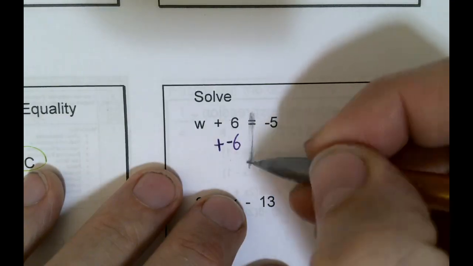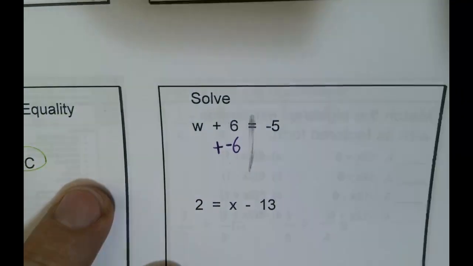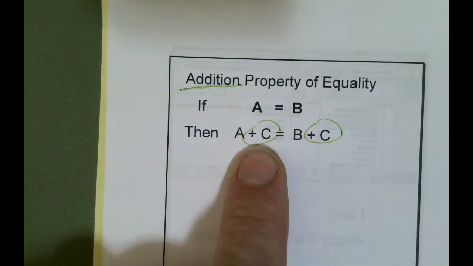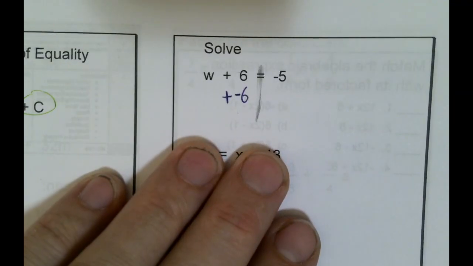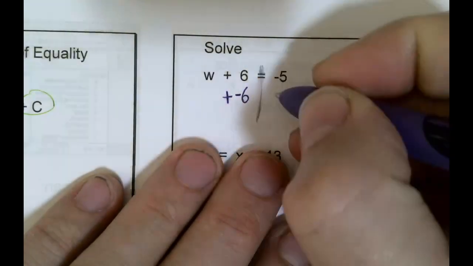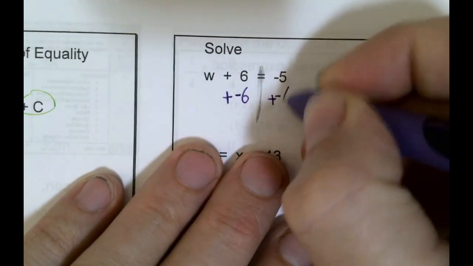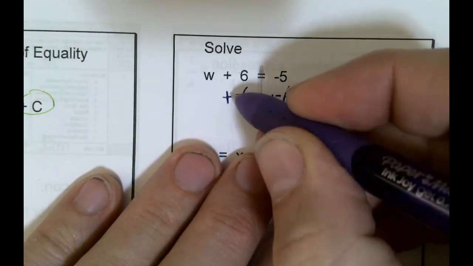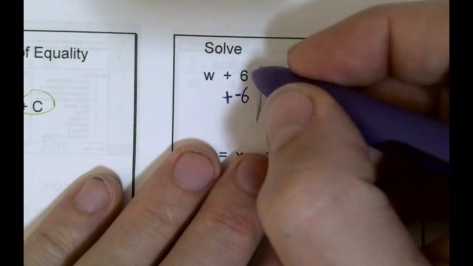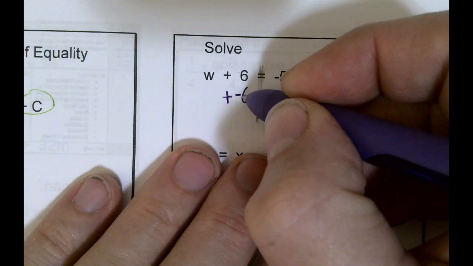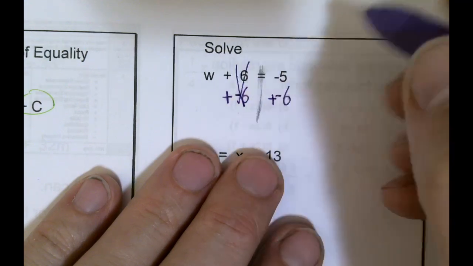But what we're talking about with this addition property of equality over here, you've got to add the same thing to both sides of the equal sign. So notice, since I've got a plus 6 over here on this side, I need to add a negative 6 to both sides. Whatever I do to one side, I've got to do to the other side. I've got to play nice. And we're doing this because a positive 6 plus a negative 6 cancels. It's 0. Cross it out.